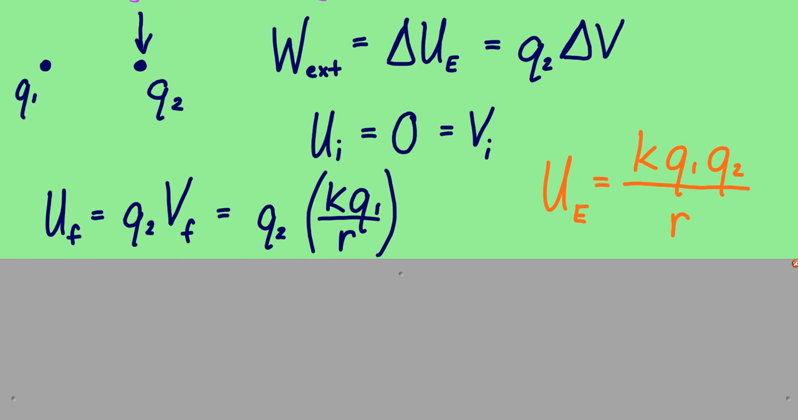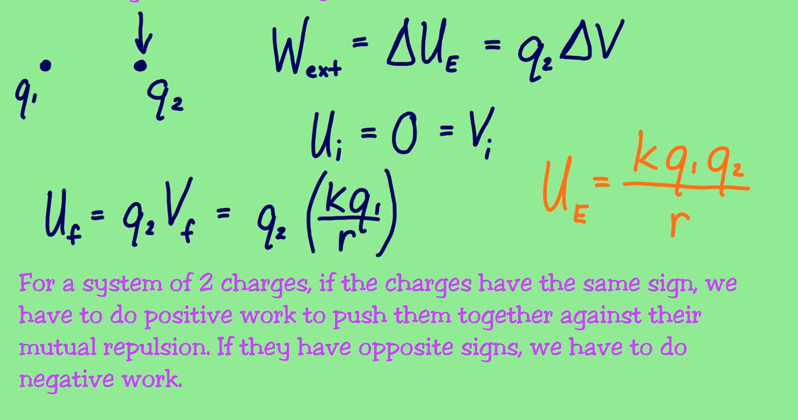So again, looking a little bit further at the types of charges that we could have here. If the charges do have the same sign, we have to do positive work to push them together against their repulsion. If they have opposite signs, we have to do negative work. And again, when I say that we have to do negative work, I mean that there must be some external force doing negative work, or some external force doing positive work.